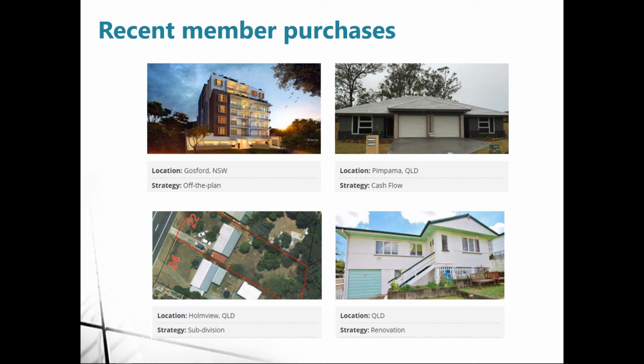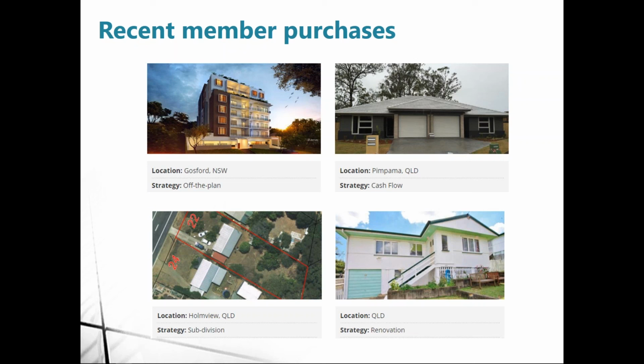And then finally, a renovation opportunity that we helped our client purchase in Mount Gravatt in Queensland. They purchased it for about $580,000. The reno was about $60,000, and then there were comparable houses in the area for about $743,000 that were renovated, and so the equity gain there was roughly around $100,000. So just a couple of examples that we helped our members purchase.